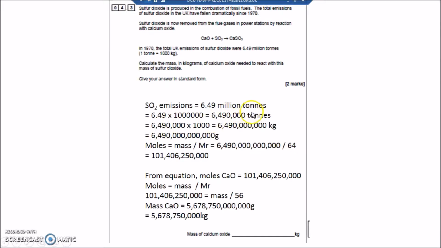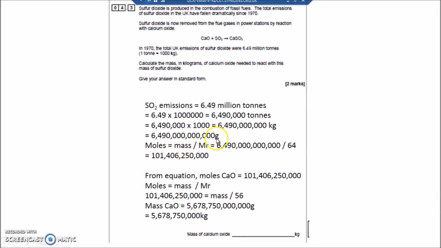And now I'm going to get rid of the tonnes. A tonne is 1,000 kilograms, so I'm going to multiply by 1,000. So I've got 6,490,000,000 kilograms. Now I'm going to get into grams, so I'm going to multiply by 1,000 again. So I've got 6,490,000,000,000 grams. Again, you can put it into standard form if you wish. So you could have 6.49 times 10 to the power 12 if you wanted. And so now I've got it in grams.